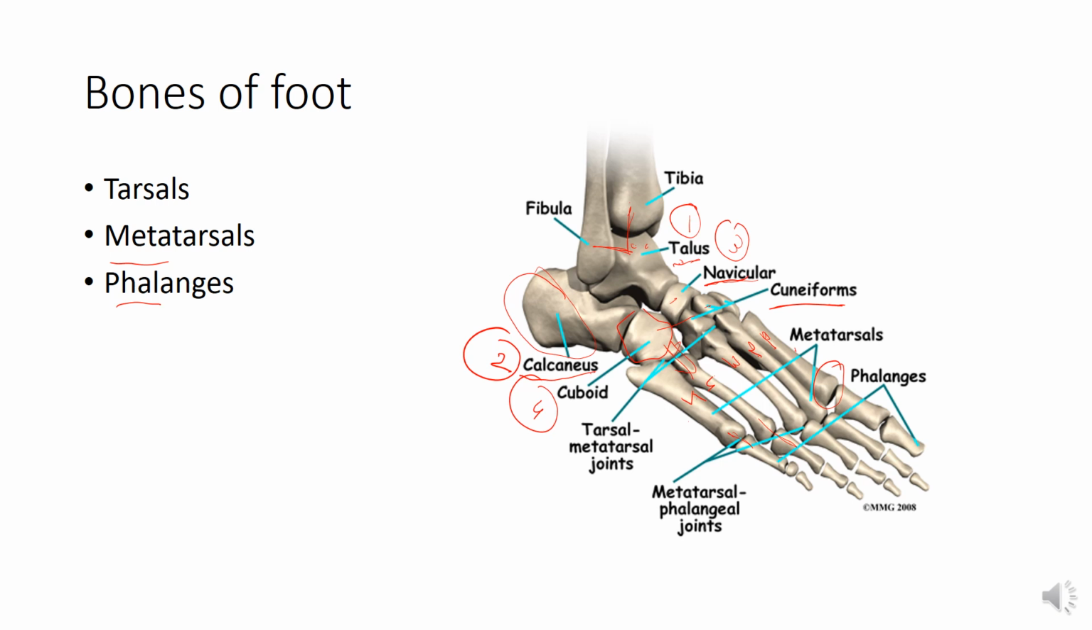Now phalanges, the toe bones, there are 14 phalanges arranged in a similar manner to those in the fingers. You can see there are only 2 phalanges in the big toe and 3 phalanges in the other toes.